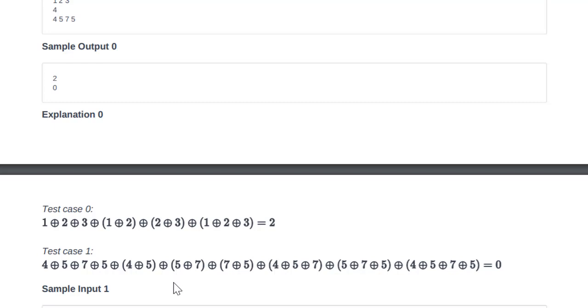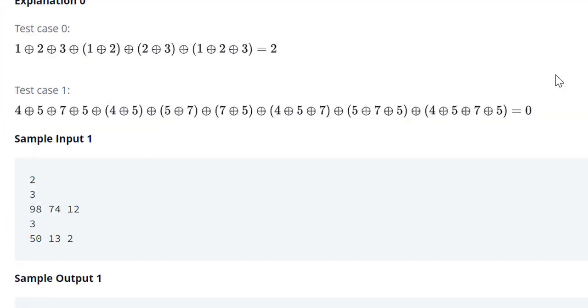And that is pretty easy to count. We're gonna see how, and we just have to take that number if it is going to appear an odd number of times, and leave that number if it is going to appear an even number of times. Okay, so let's see the code for this problem.